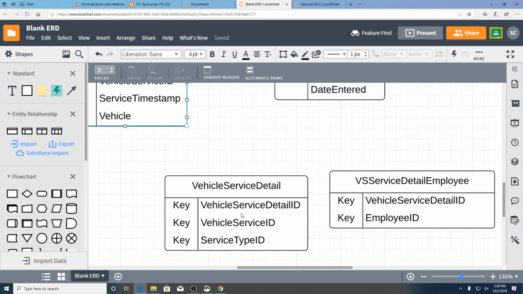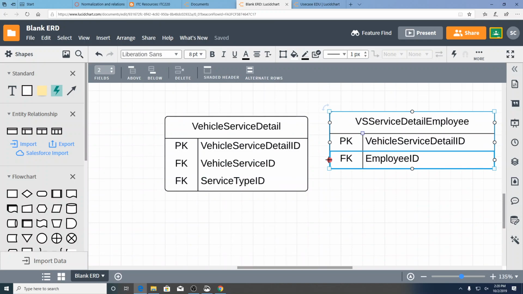Do you need a primary key for the vehicle service? Yes, there's going to be. We're going to change all these keys. So this would be a primary key, and these two would be foreign keys. We'll talk about that in a moment. So this would be a primary key, and this would be a foreign key.